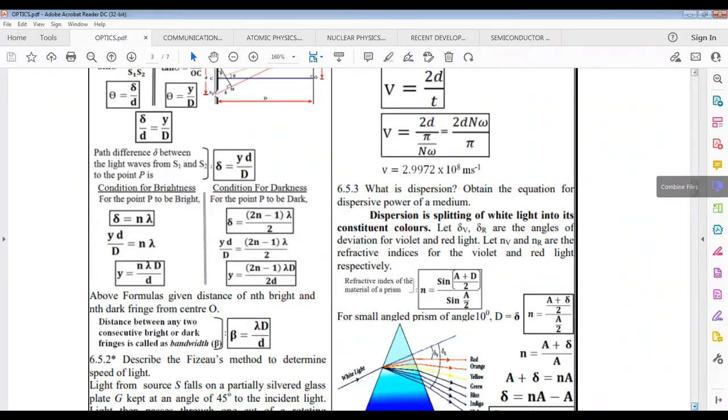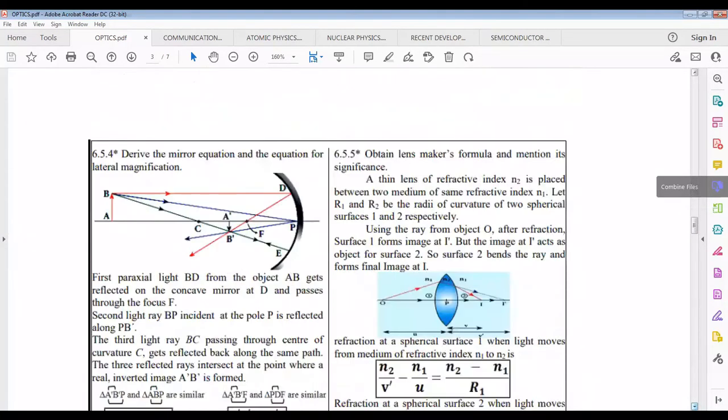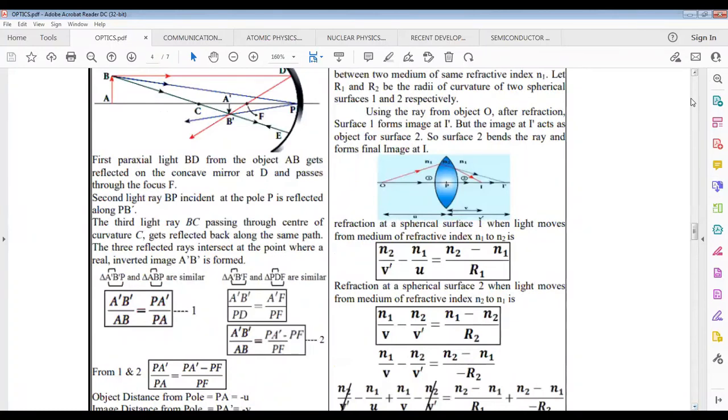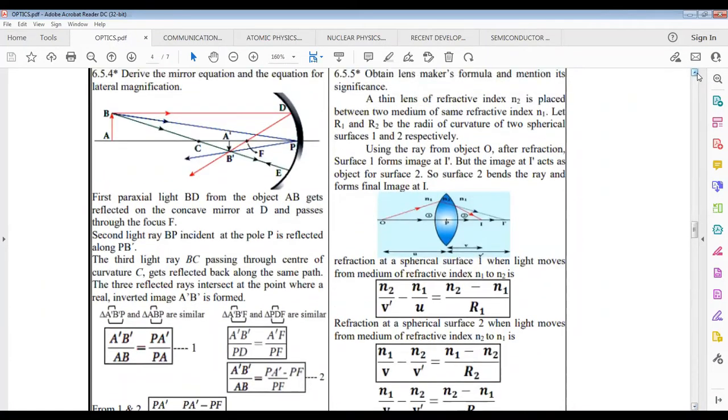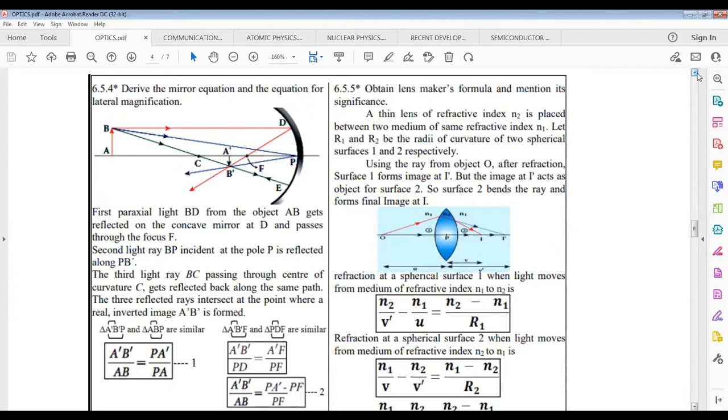Coming to our next one. This is also an important 5-mark question. Sometimes it may be asked in 3 marks also. Derive the mirror equation and the equation for the lateral magnification. So we are considering this AB is the object. So we are getting the image A dash, B dash.